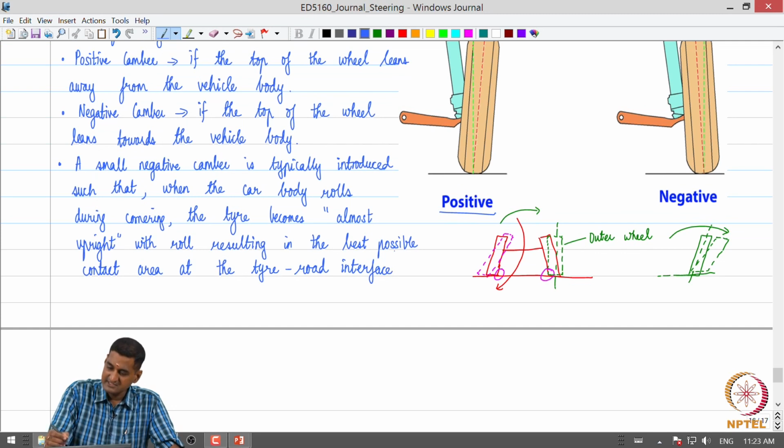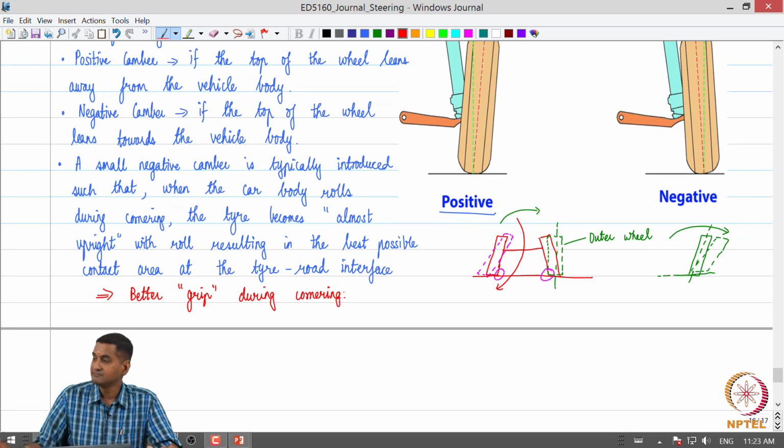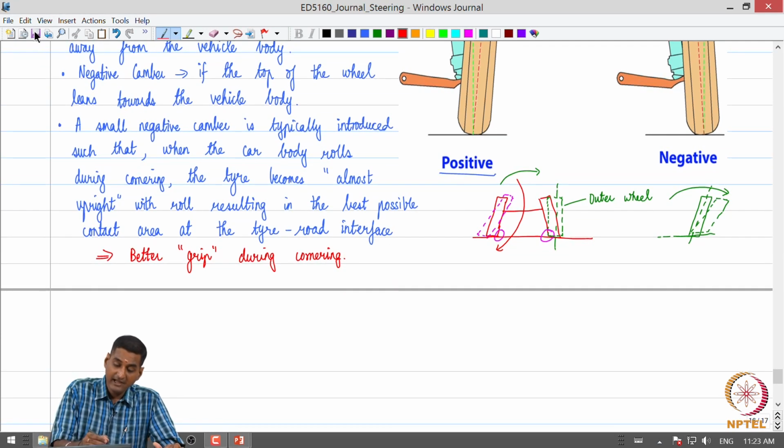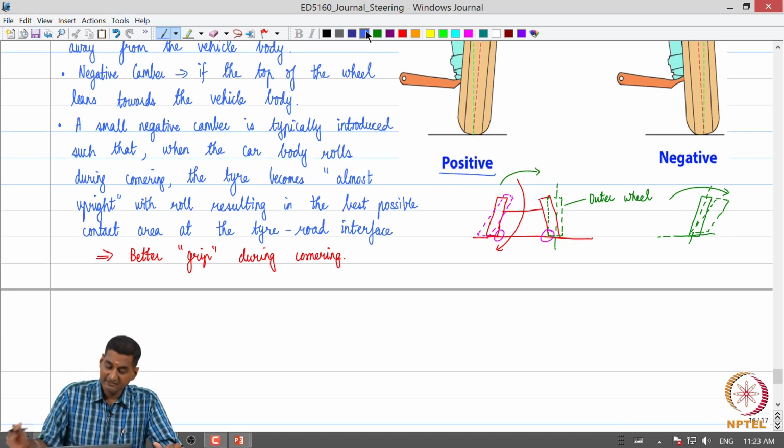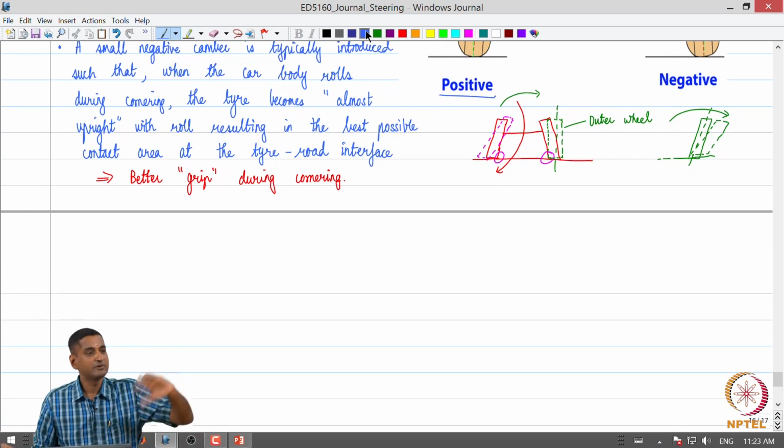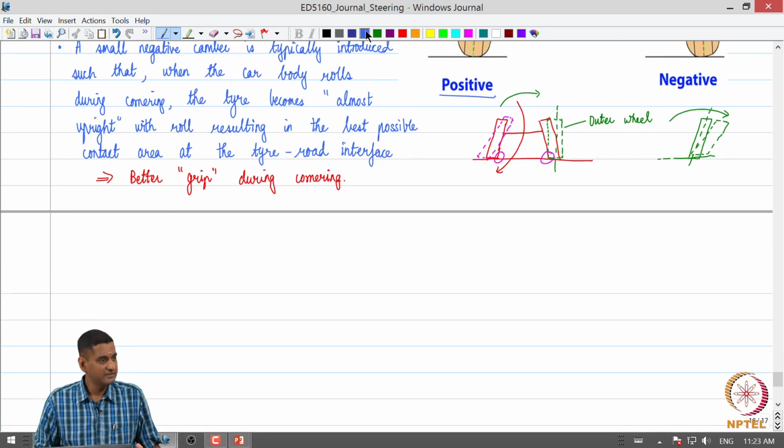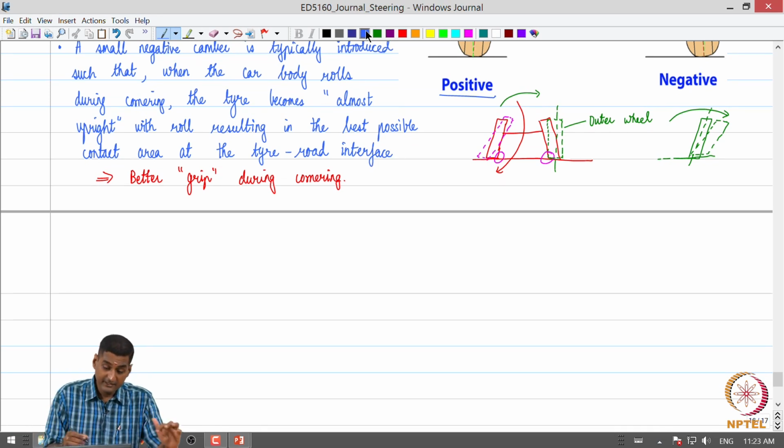So, this implies better "grip" during cornering. Let me put this word grip under quotes. We get a better grip during cornering the vehicle. And it becomes advantageous, as we discussed, with the outer wheel because of this dynamic load transfer while taking a turn, from the inner to the outer wheels.